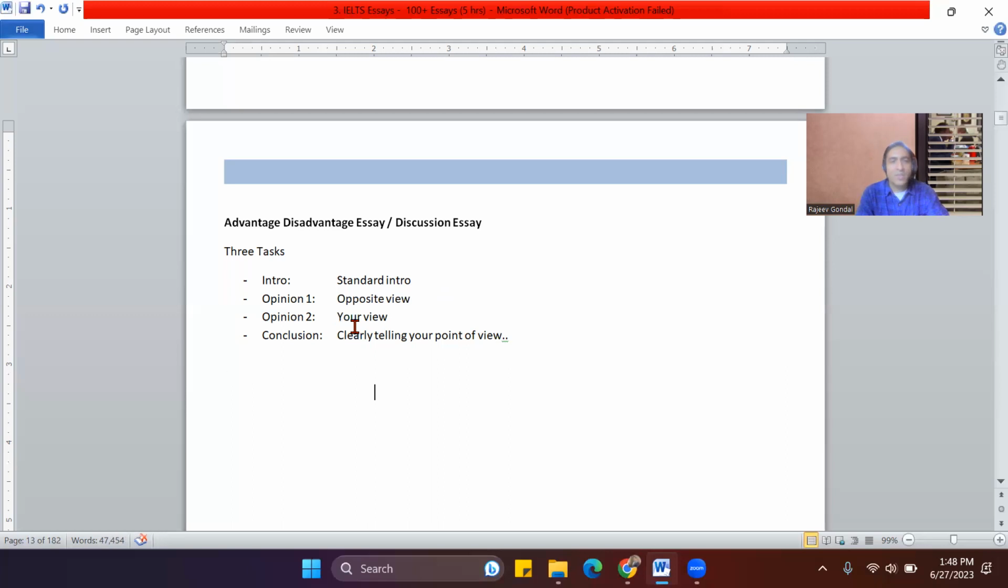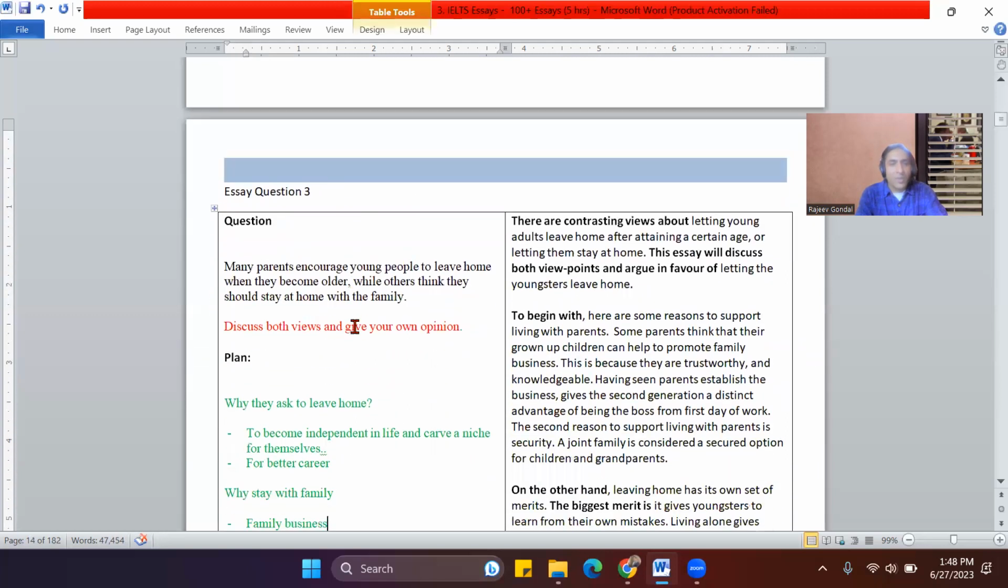Let's quickly see an example. So here the topic is: many parents encourage young people to leave home when they become older, while others think they should stay at home with the family. So should children leave home when they reach a certain age, or should they stay? Discuss both views and give your opinion. So this is the topic.